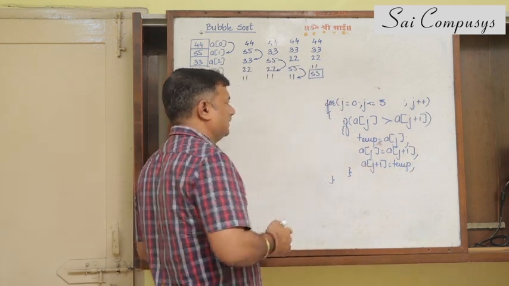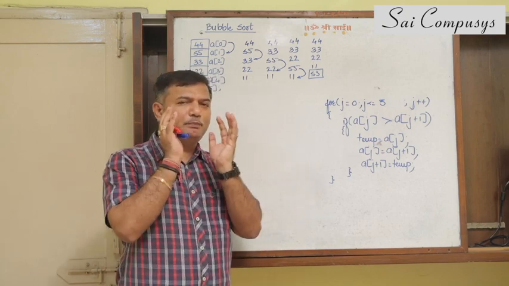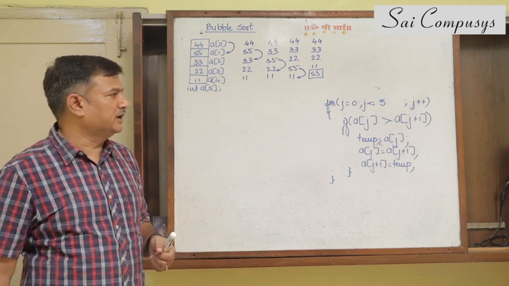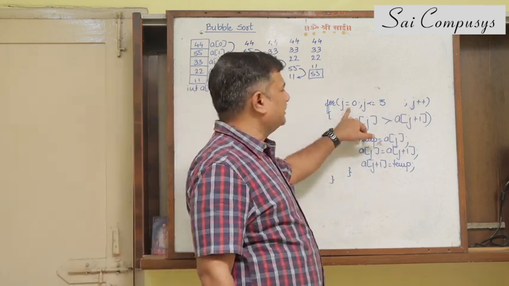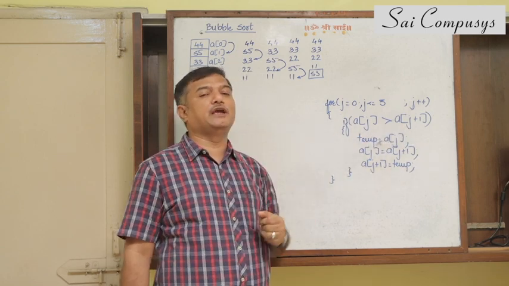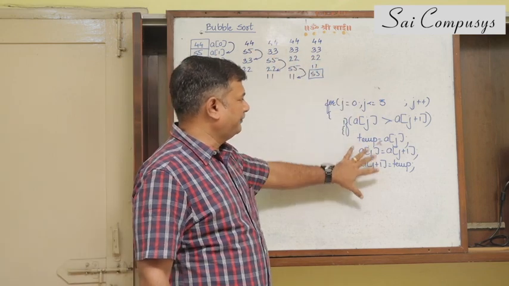I repeat, this is not the whole bubble sort logic, it's a part of the module of bubble sort logic. What this module is doing is, it's comparing each number with its next number. You can see A of j is getting compared with A of j plus 1. This much I have written over here.